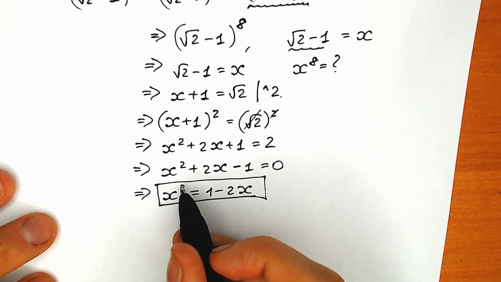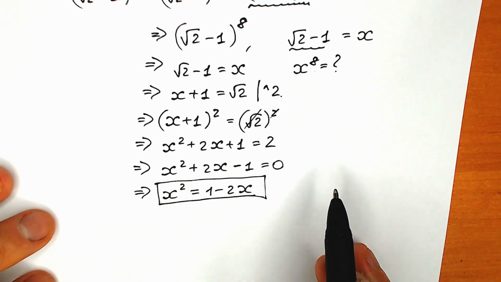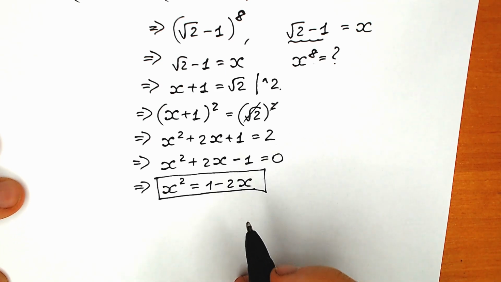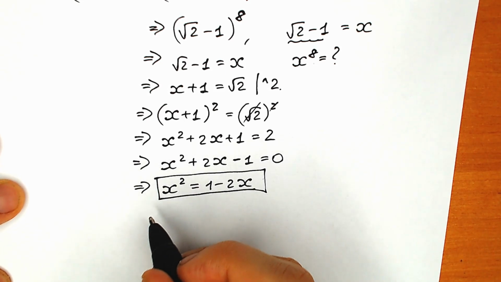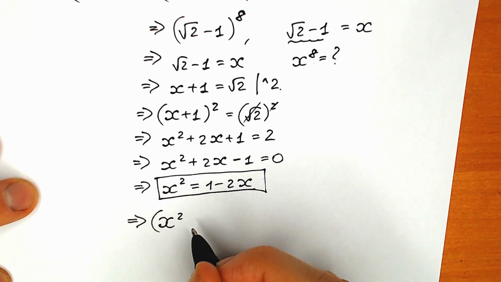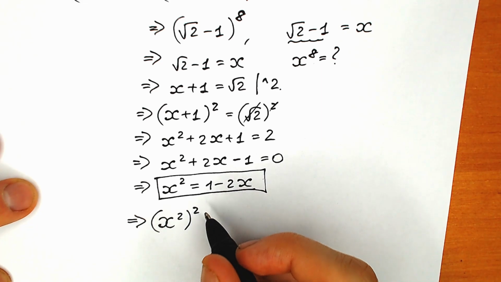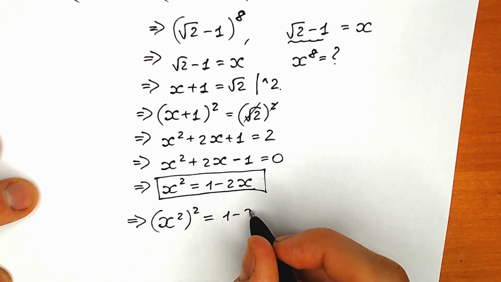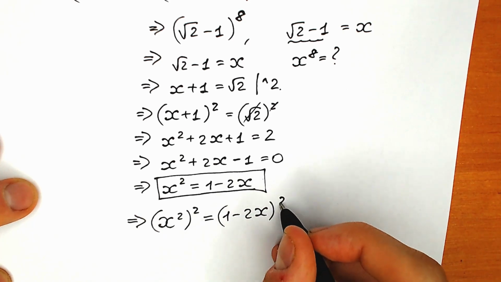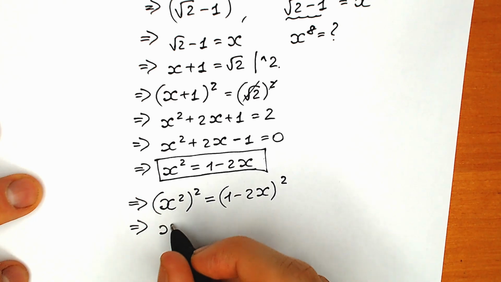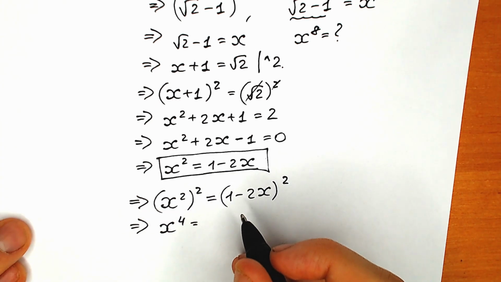Right now, if we raise this to the power 2, both sides, we will have x to the power 4. So we are getting closer and closer to x to the power 8. From here, we will have x squared raised to the power 2, so we raise both sides to the power 2, equal to 1 minus 2x raised to the power 2. On the left side we have x to the power 4 equal to 1 minus 2x to the second power.